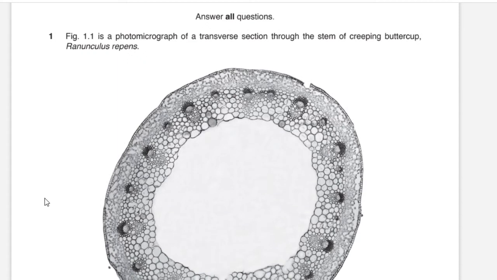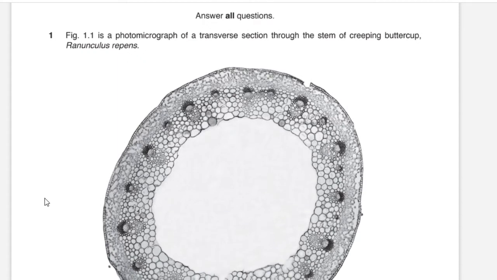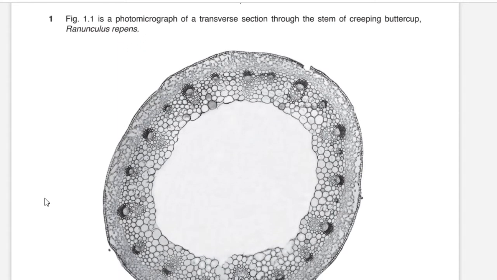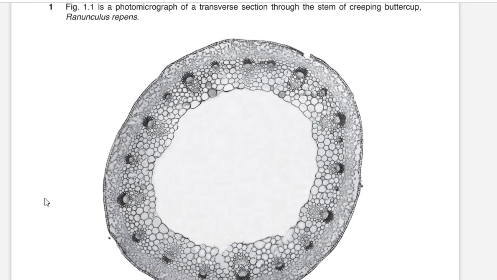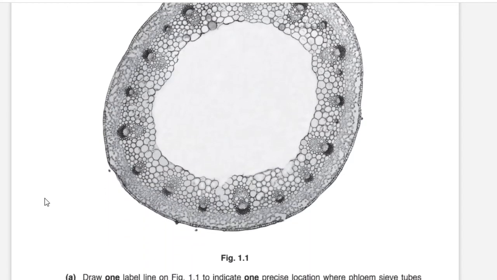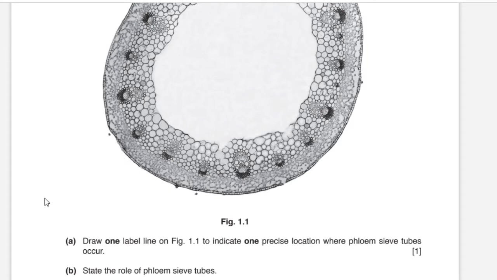1. Figure 1.1 is a photomicrograph of a transverse section through the stem of a creeping buttercup named Ranunculus repens, where you are given the name of the genus and the species. A. Draw one label line on figure 1.1 to indicate one precise location where phloem sieve tubes occur.